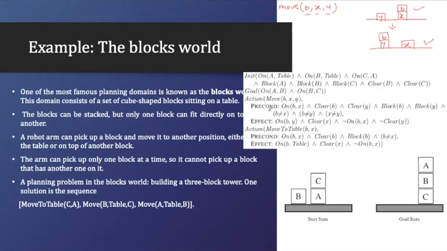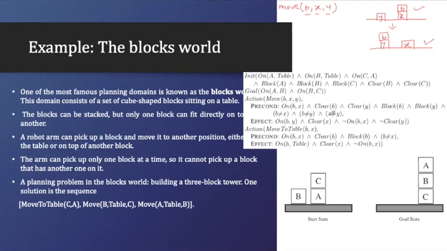So you understand this. On B X. So B is on X. Yes, B is on X. The first condition is satisfied. Clear B. B is clear, means on top of B there is nothing. Clear Y, on top of Y there is nothing. Block B, B is a block, definitely we know B is a block. Y is a block, we know that.